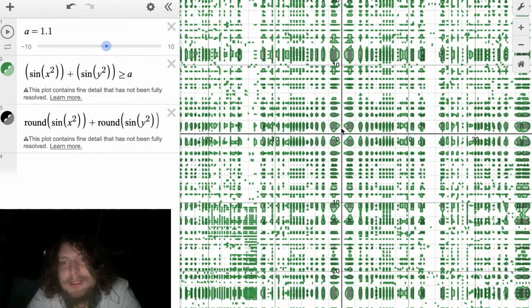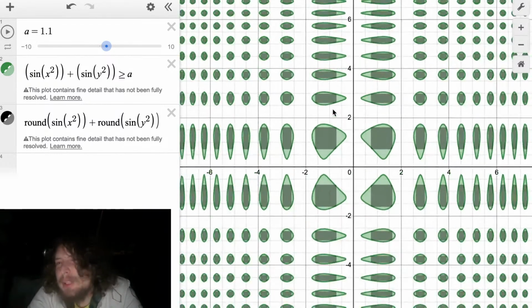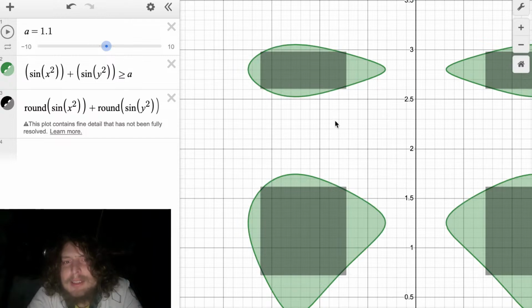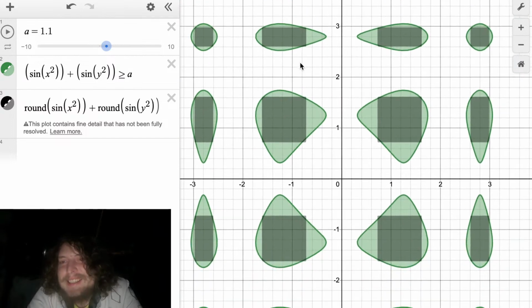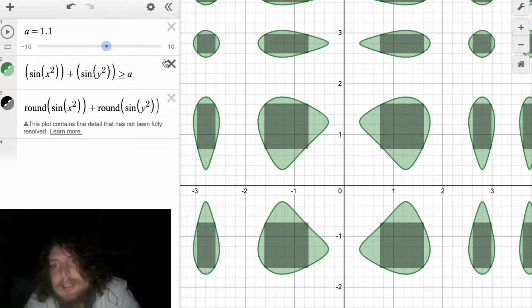Like, this isn't what it looks like out here. It can't handle it. But we can tell visually pretty much when we're at the level where it actually is getting all the detail we need. And here we can note they do jut outside of it a little bit, at least for this value of A.